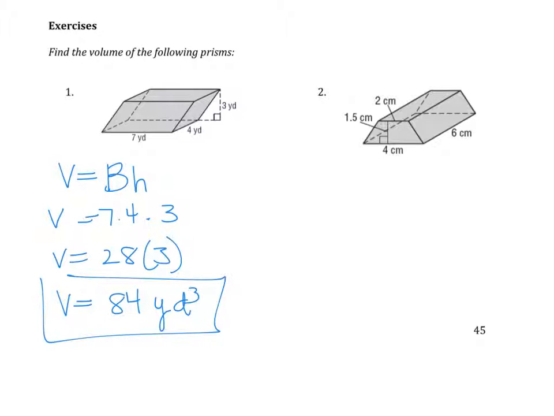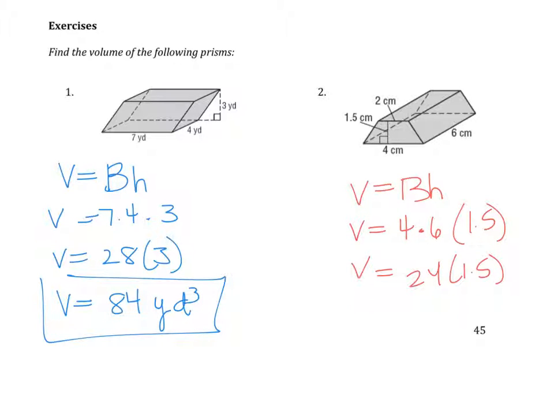And for number 2, again, volume is equal to the area of the base times h. So that's 4 times 6 times 1.5. And that gives us 36 cubic centimeters.